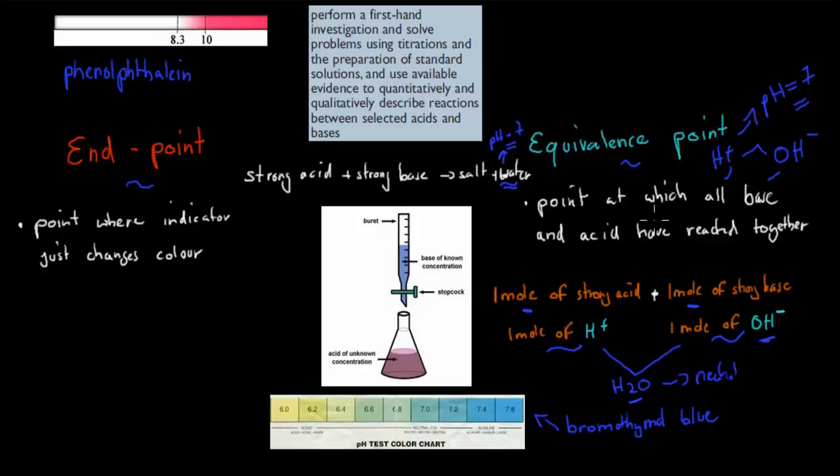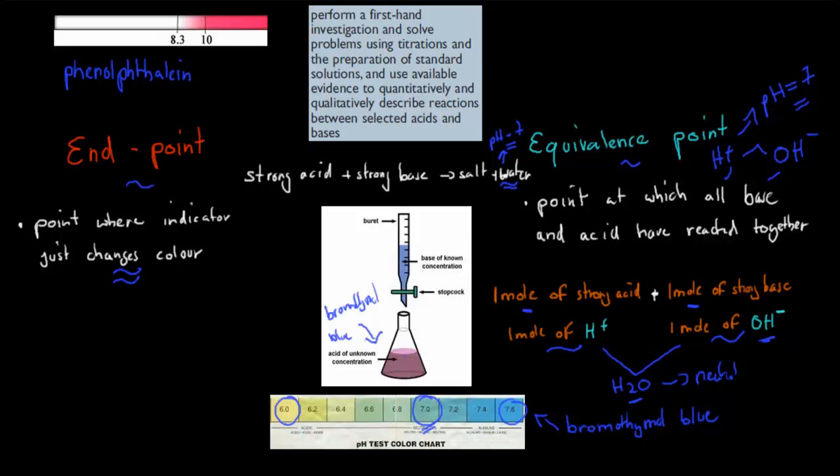So the equivalence point is that theoretical point where we know that it has happened. Now the endpoint is to do with indicators. It's the point where the indicator just changes color. So for example, let's say we use bromothymol blue. Let's say we put bromothymol blue into our flask. Now it changes color. Its range is quite good because its range will be about from 6 to 7.6. And you can see it will change to a greenish color at 7.